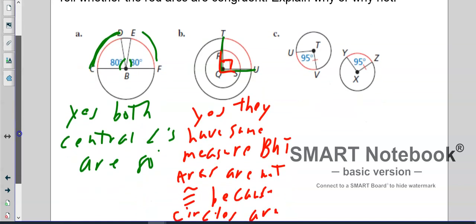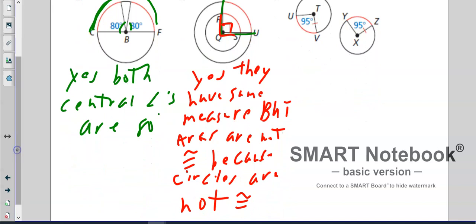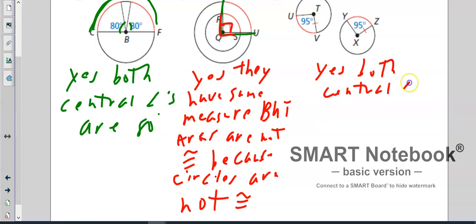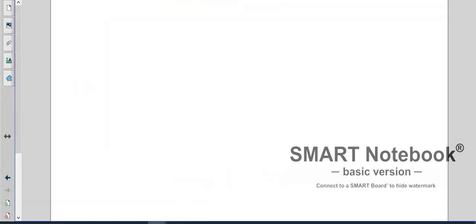And C, last one. 95 and 95. So just like A, yes, both central angles are congruent. Or you could say R95, whatever. Good to go. And that is it.